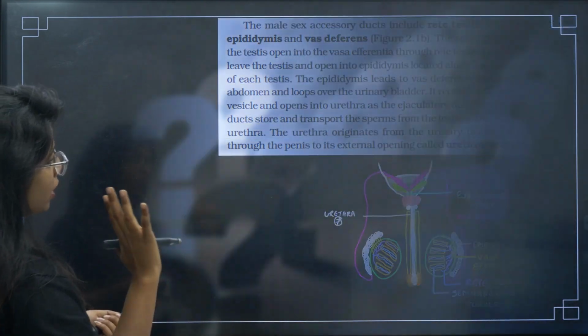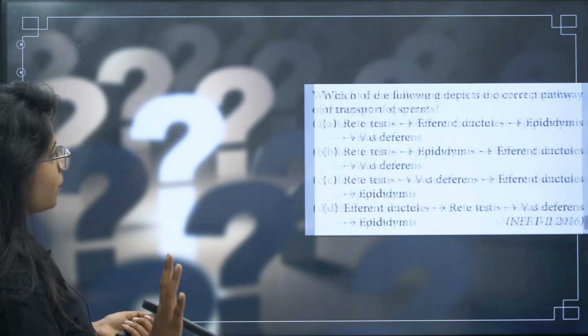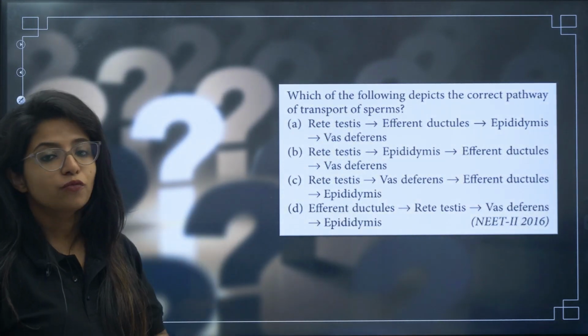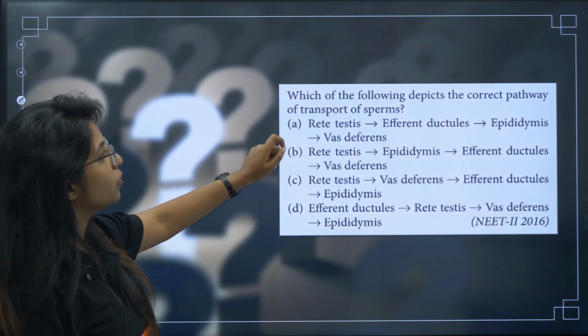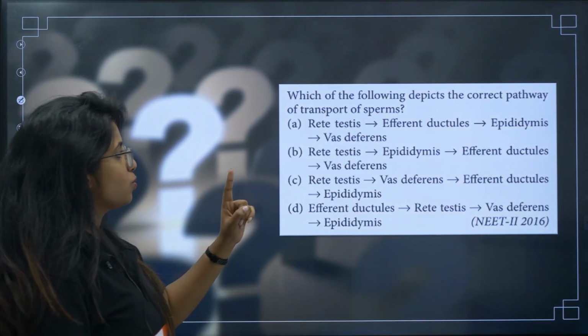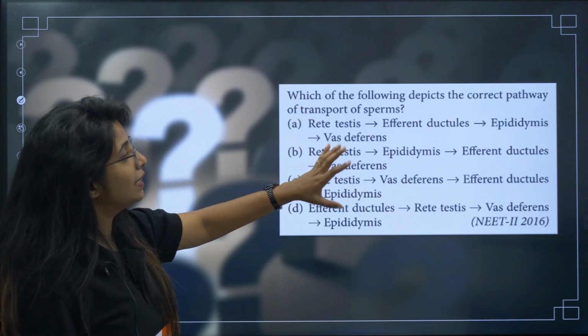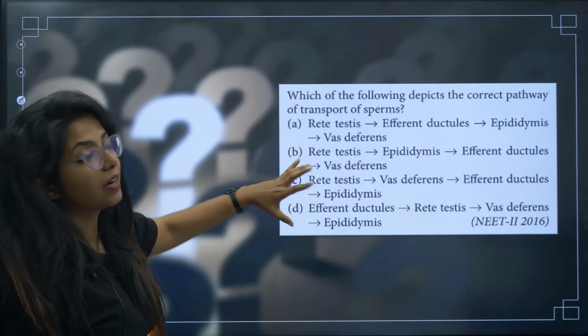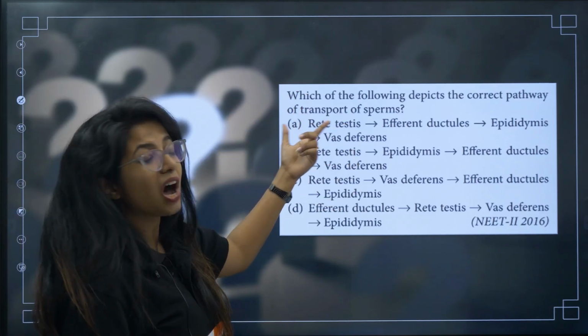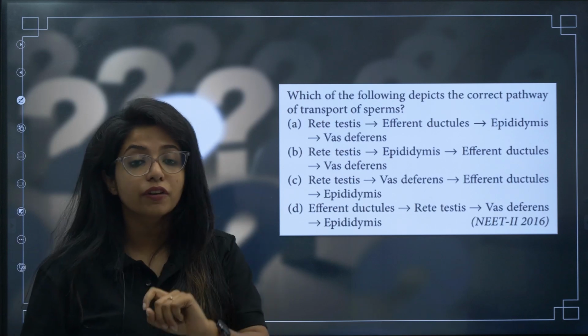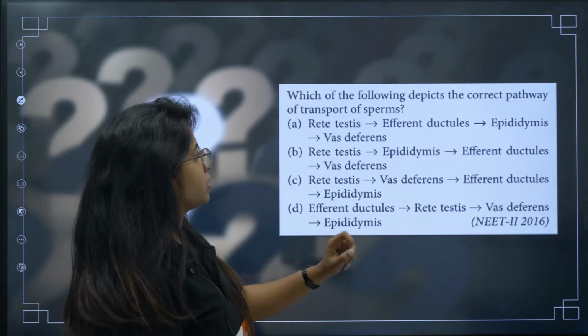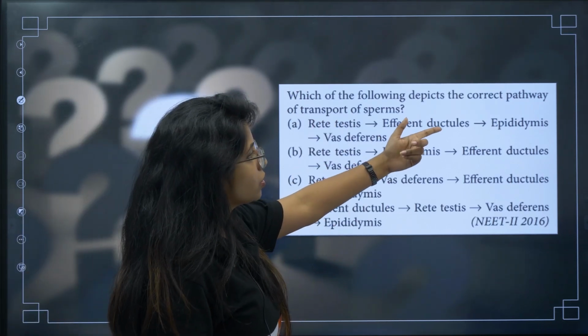And this is the picture. Okay, let's leave it for now. Over here you have a question. Which of the following depicts the correct pathway of transport of sperm? First one, rete testis. Okay, wherever rete testis is there, we can see that might be a correct option. So rete testis is there. After that, what do we need? We need vasa efferentia or efferent ductules. Let's see if it's there. So second option is efferent ductules. Oh, I see, it's correct.